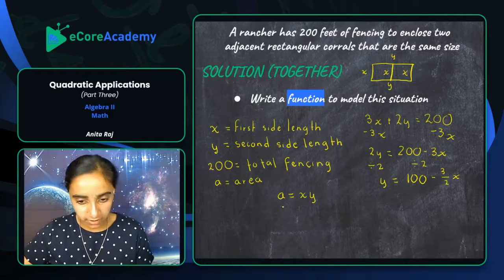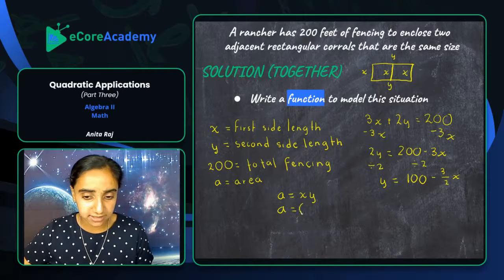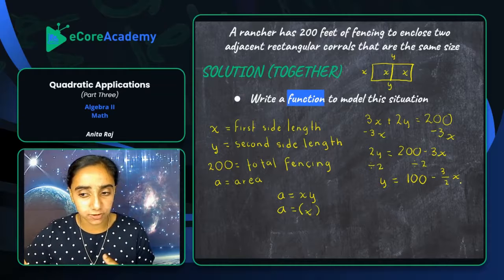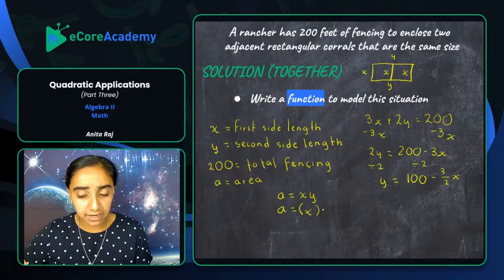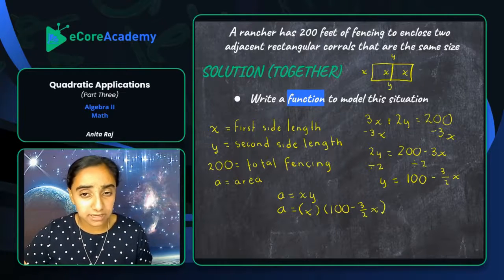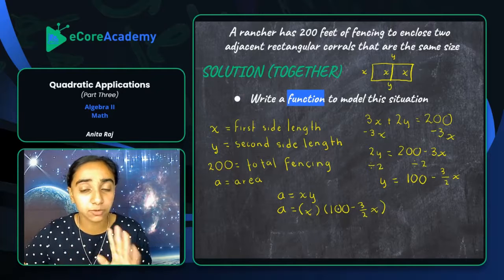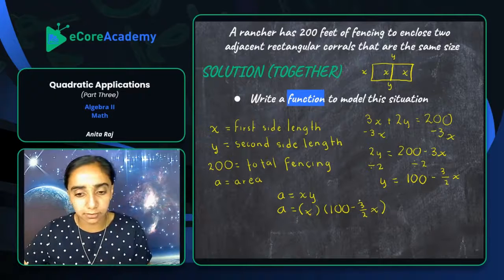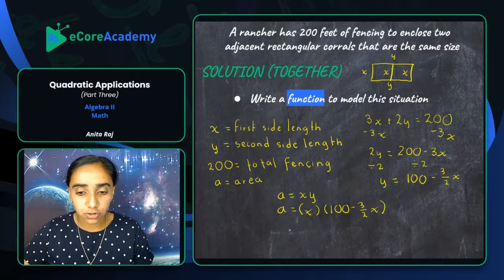So let's rewrite this using what we know. We're going to leave x as is, but look over here. We just wrote y in terms of x. So instead of writing x times y, we can do x times the quantity 100 minus 3 over 2x, because we know that's what y is equal to, and we're trying to get rid of that y, so we're working with two variables here, which are A and x.